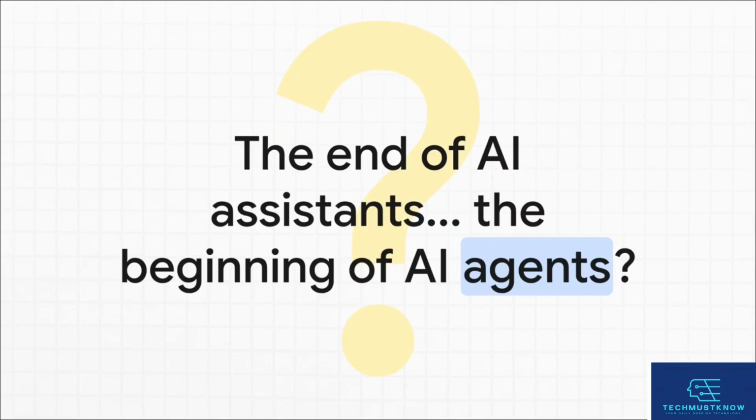Which leaves us with one last, kind of mind-blowing thought. If AI can now easily and reliably connect to any tool out there, are we seeing the end of the simple AI assistant that just answers our questions? And are we maybe, just maybe, witnessing the true birth of the AI agent, the one that actually goes out and gets things done for us? Now that is something to think about.